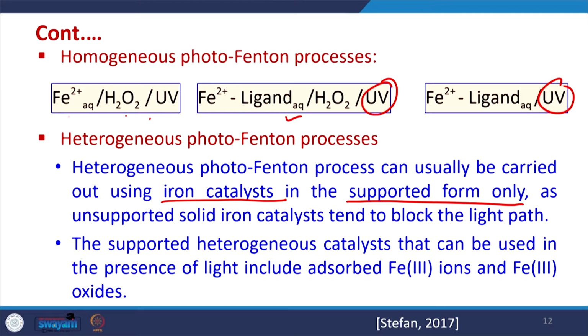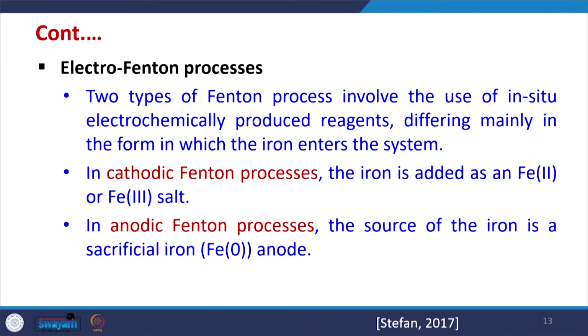The supported heterogeneous catalysts that can be used in the presence of light include adsorbed iron ions or iron oxides on different types of supports, including zeolites and membranes. Then we have electro-Fenton processes. These are two types of Fenton process that involve in situ electrochemical production of reagents. They may be cathodic Fenton processes and anodic Fenton processes.